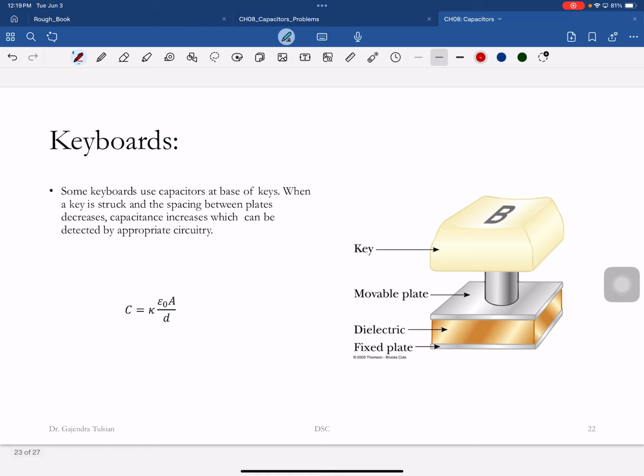All right. I don't know if those keyboards work like this, but here's something you can do. All right, so how does the computer know which key you hit? So here's one way of knowing it.